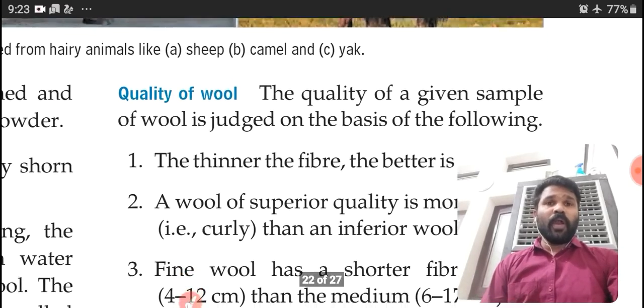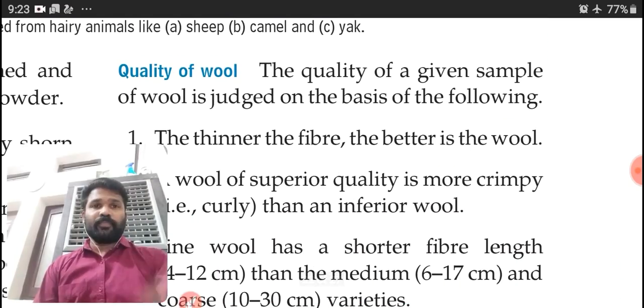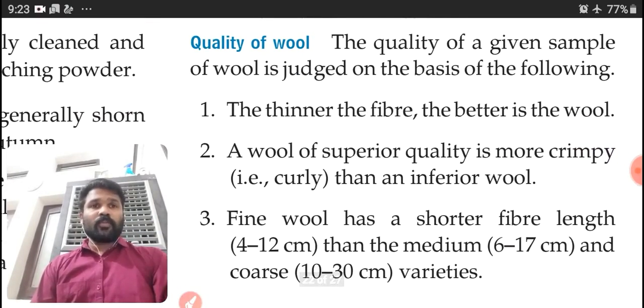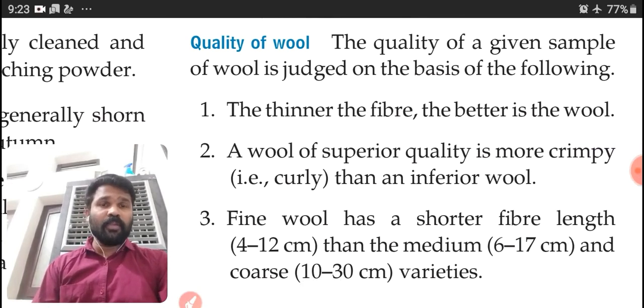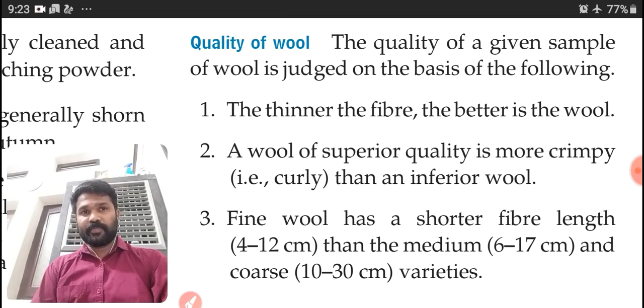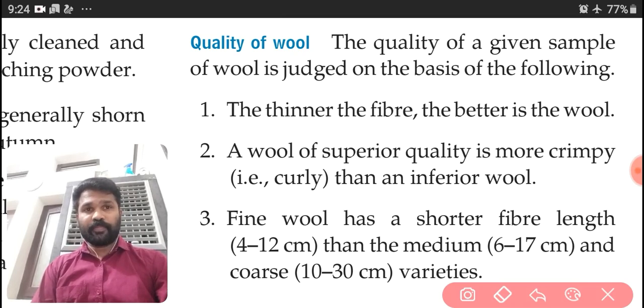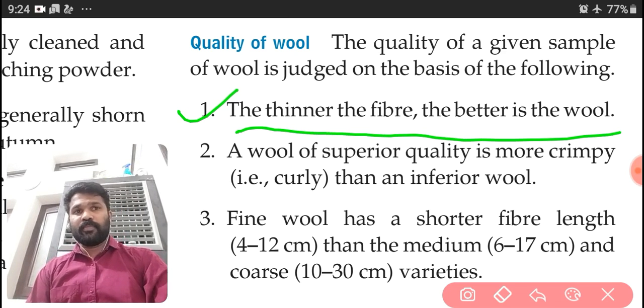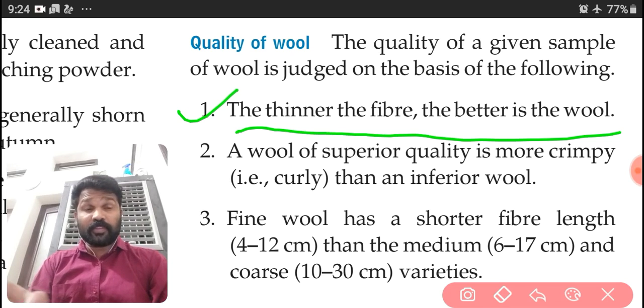Now, quality of wool. The quality of a given sample of wool is judged on the basis of the following points. First one, the thinner the fiber, the better is the wool. If the fiber is thin, that will be the best wool.